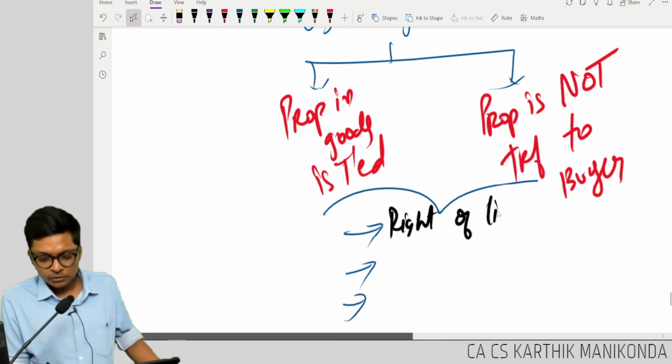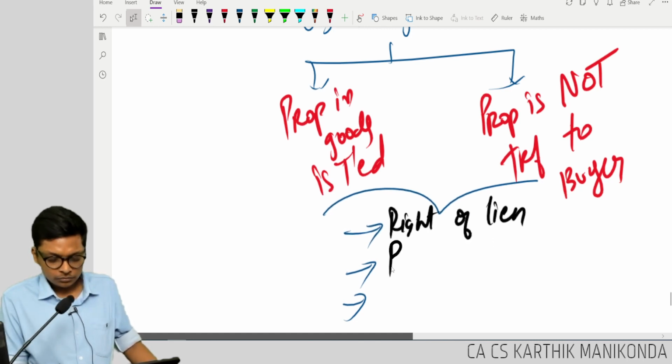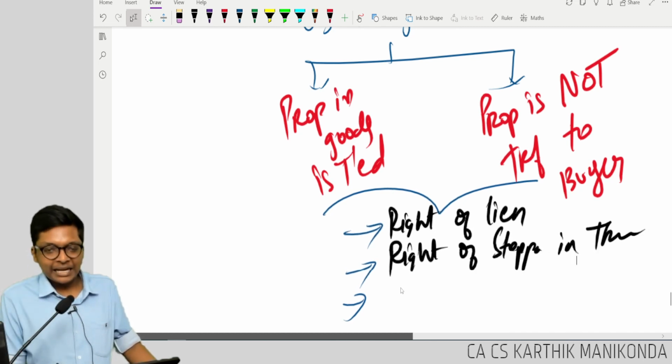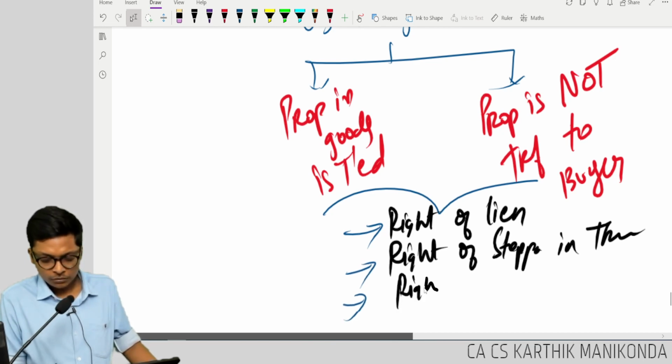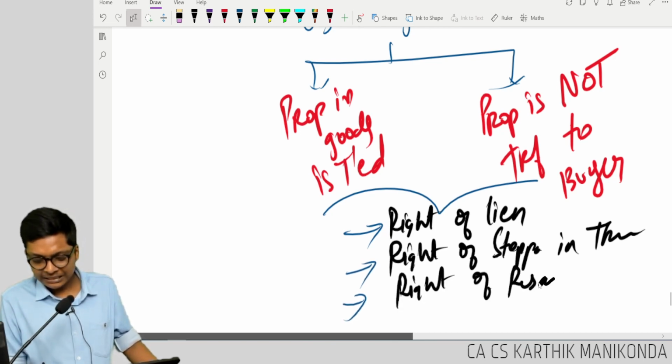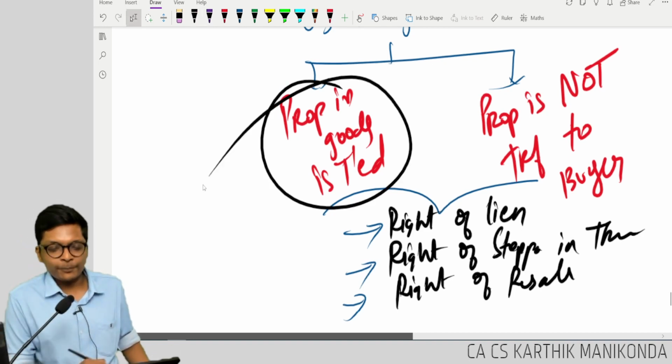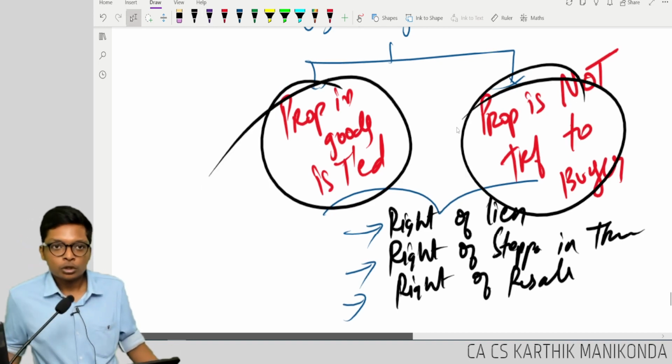Right of lien, right of stoppage in transit, and right of resale. So I have these 3 rights, in both cases, whether property is transferred or property is not transferred.